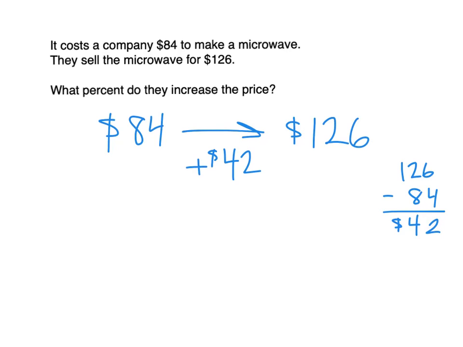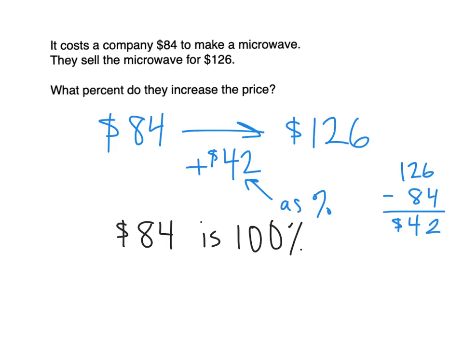Now the question doesn't say by what amount do they increase the price. They say by what percent. So I need to figure out what this is as a percent. So as a percent, what is $42? We're going to set up the problem in a similar way as all the other problems. In this problem, the $84 is the whole. So 84 is the 100%. And we're trying to figure out what 42 is. So we're trying to think of $42 is what percent.